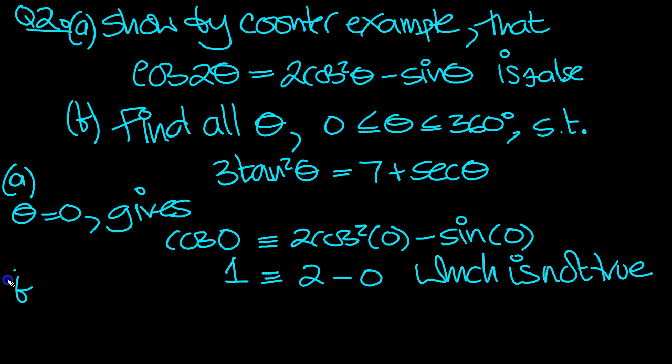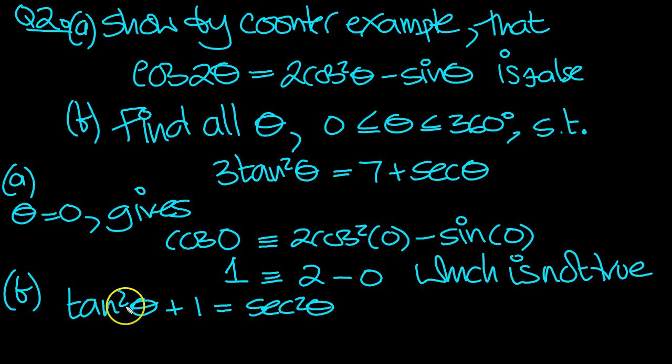Part B. Let's have a look at this one then. Now, sin² plus cos² is 1, so that tells us if we divide by cos², then tan²θ + 1 is equal to sec²θ. Divide by cos² all the way through and we get this. So that's the trig identity that we need when we're looking at part B.